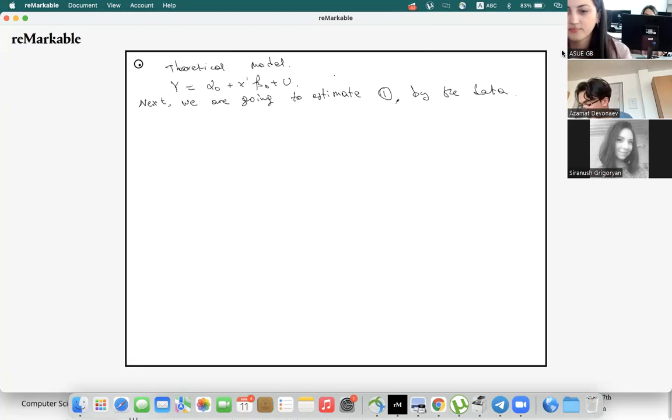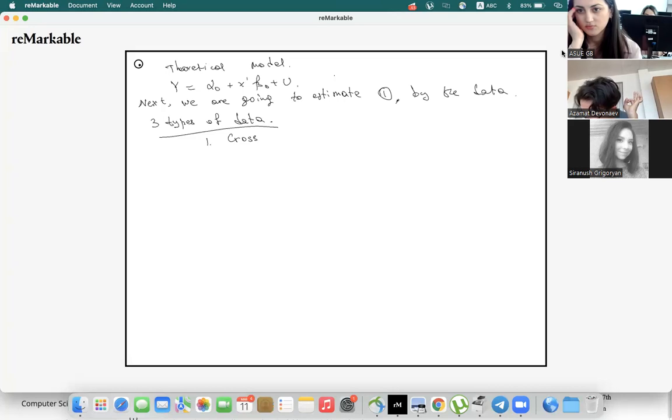What you have are 3 types of data. First is cross-sectional data. Second, it is time series. Third, it is panel data.